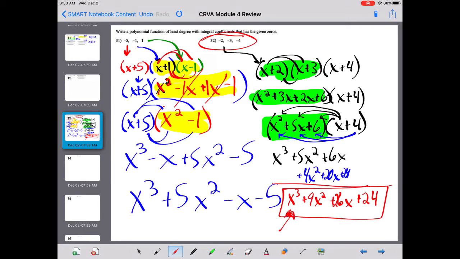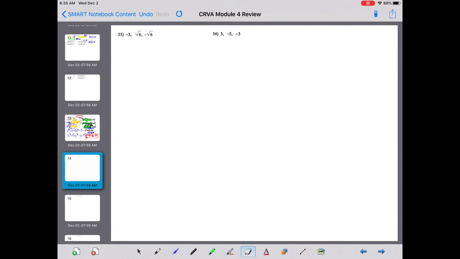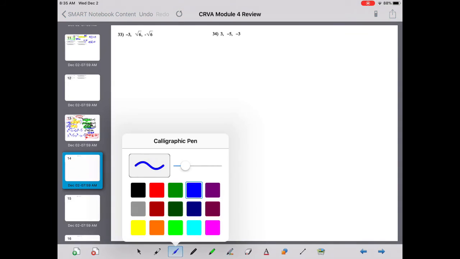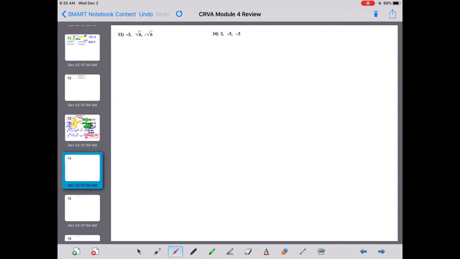Oh geez, we've got some radicals coming up, folks. Let's look at those. Let's try a few more of those, folks. And yeah, we have some radicals here, but don't panic. We can handle it the same way. So again, these are the zeros or roots of the solution. If -3 is a 0, it comes from the factor x plus 3. If the square root of 6 is a 0, it comes from the factor x minus the square root of 6. If -6 is a 0, it comes from the factor x plus the square root of 6.